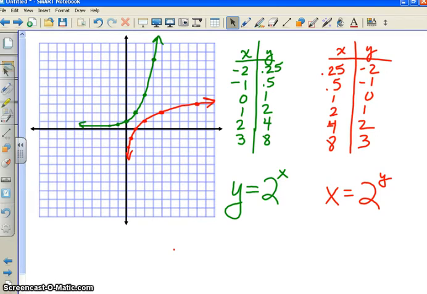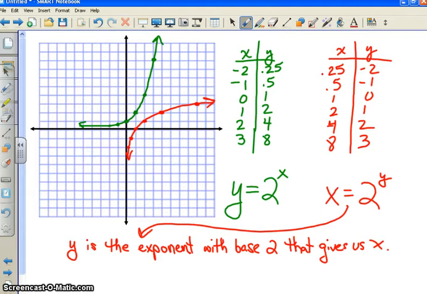We know the opposite of addition is subtraction. Opposite of division is multiplication. Opposite of squaring is square rooting. But what is the opposite of exponentiation? To get us there, I'm going to do something we rarely do as mathematicians. I'm going to take that equation, x equals 2 to the y, and write it out in words.